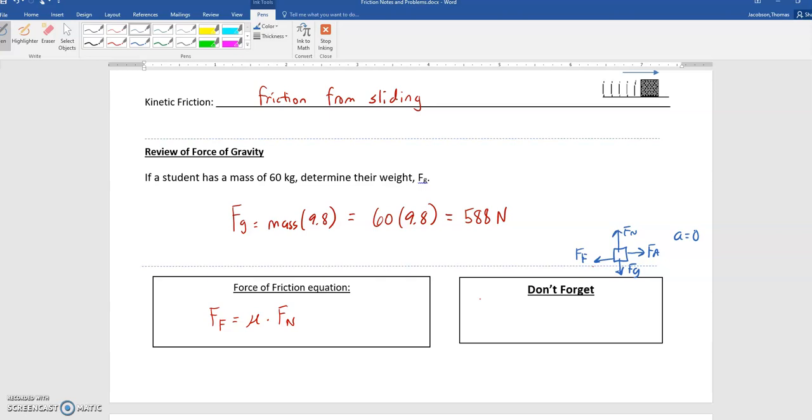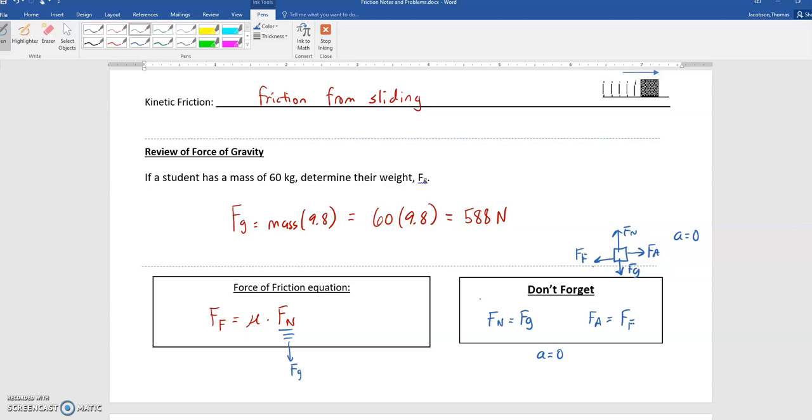So what makes this really great when we have an acceleration that is equal to 0, so when things are moving at a constant speed, what you can see here is that our Fn is going to equal our Fg. So this right here, our Fn is the same in all these problems as F sub g. And also, our applied force is going to equal our friction force because the acceleration is 0.